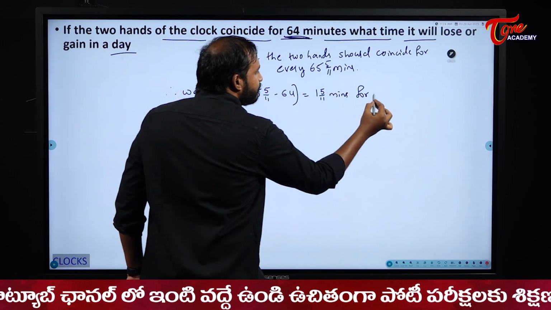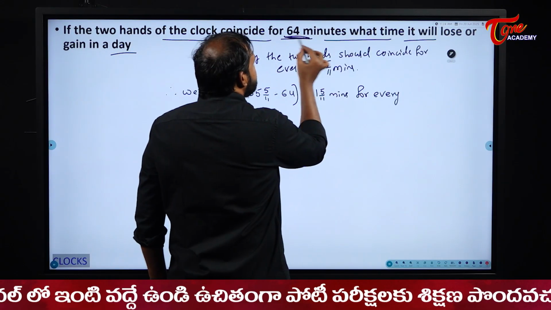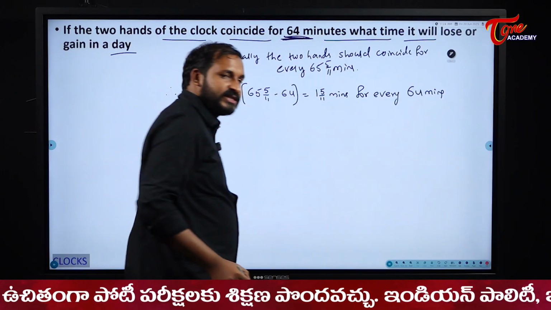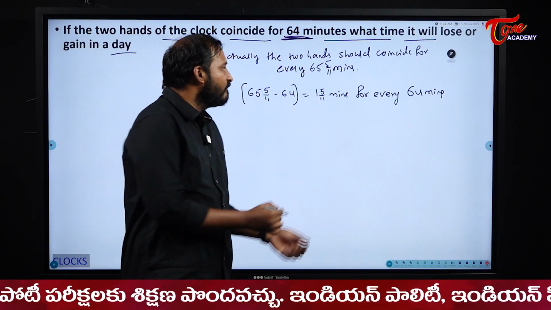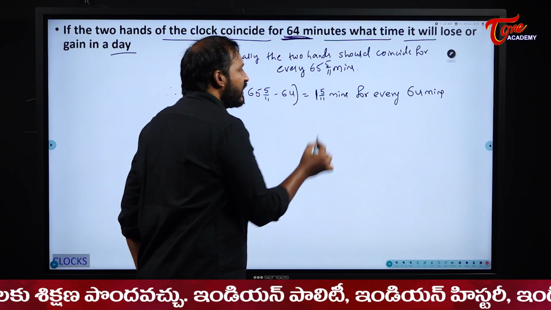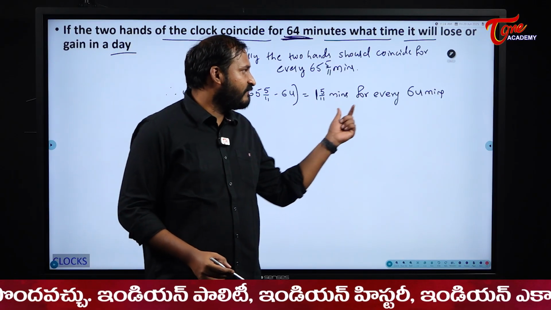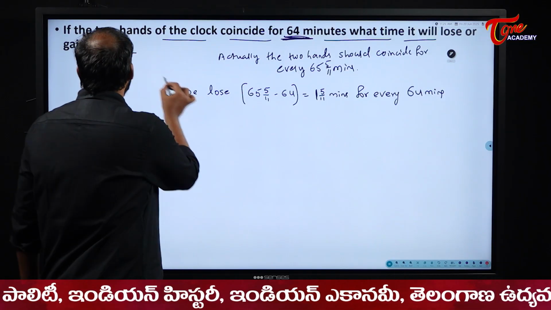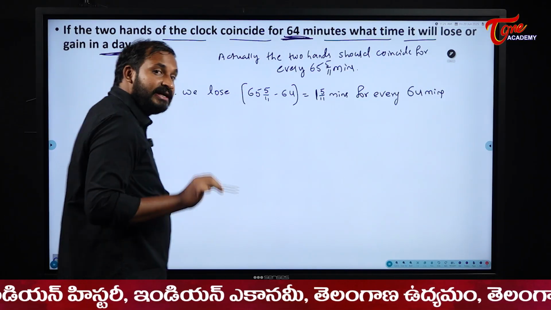For every, what is the coinciding time in our case? 64 minutes. That means for every 64 minutes, we are losing 1 5/11 minutes. But what is the question they are asking? We will lose or gain in a day.